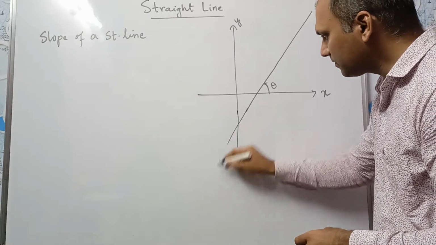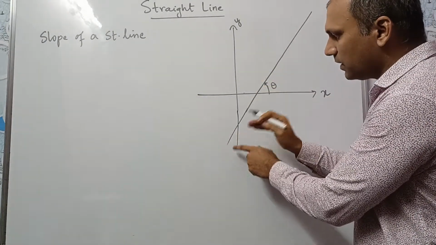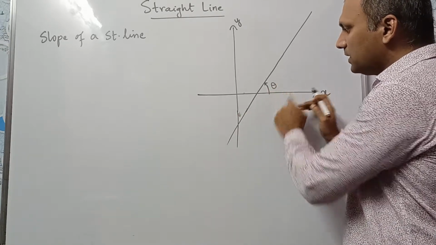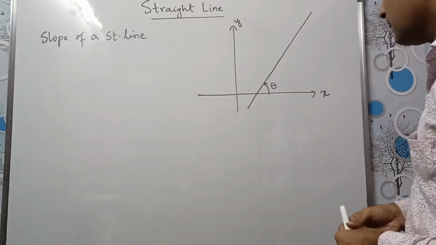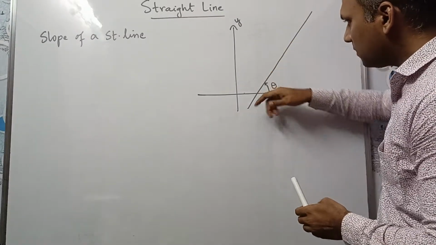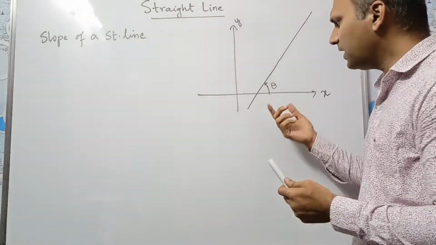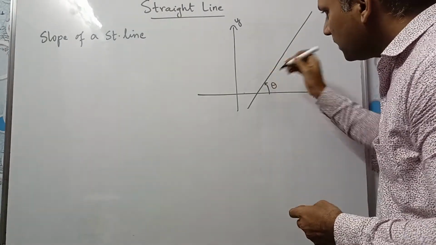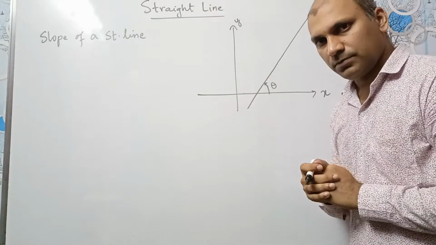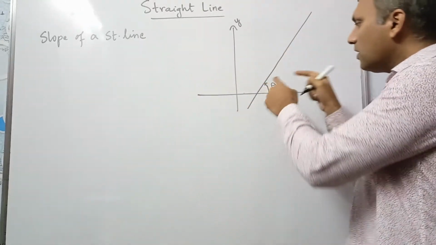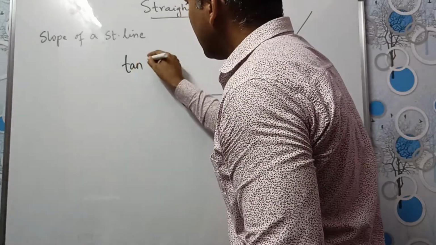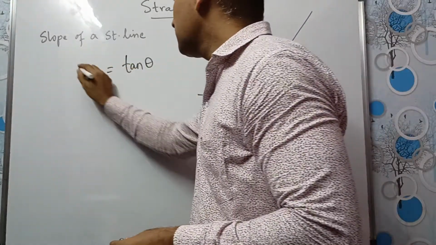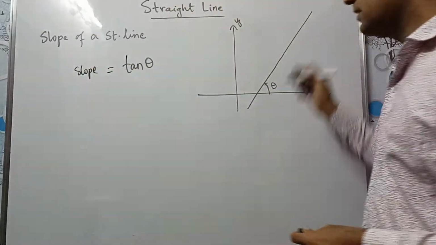If you extend this, it will touch the y-axis also. We are not bothered about this angle or this angle. We are talking about only this angle. If you extend, this line will touch the x-axis. Every line will touch the x-axis at some point or the other. So this straight line is making some angle theta. Theta is not the slope. What is the slope? Tan of this angle is called the slope. This is the slope of this straight line.